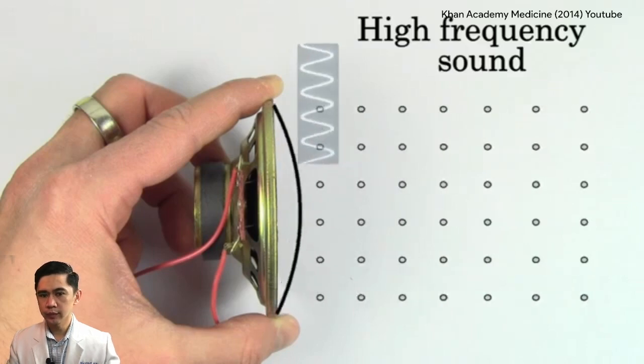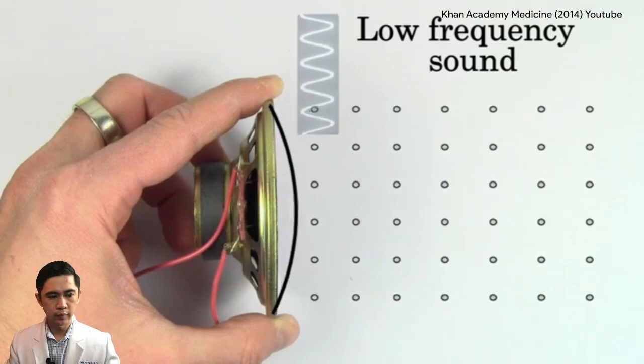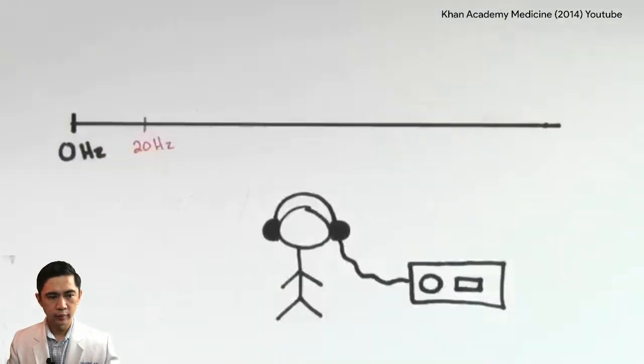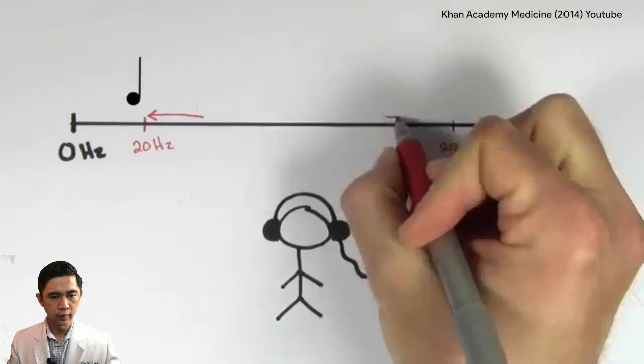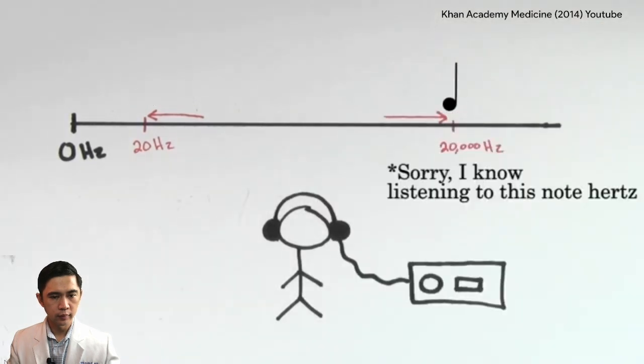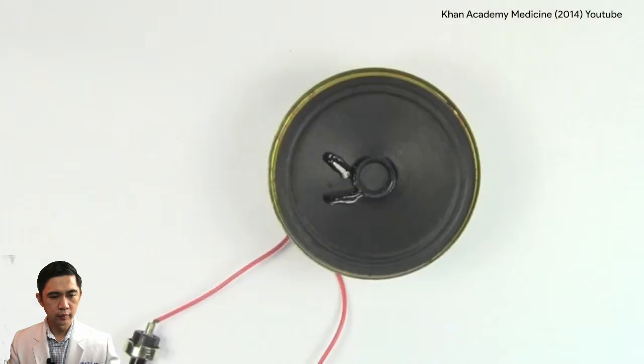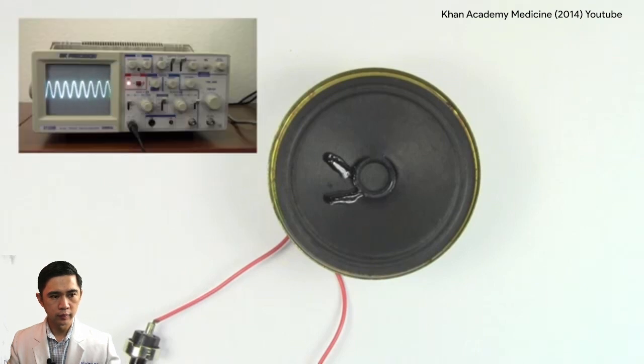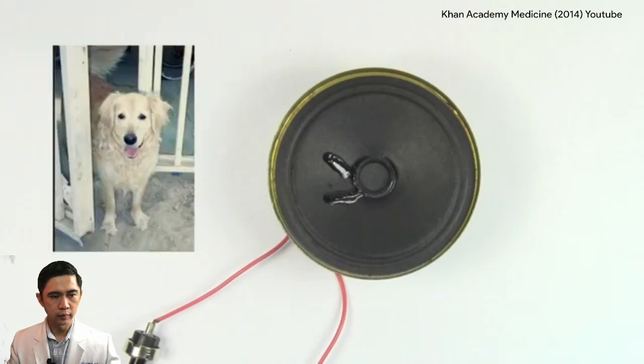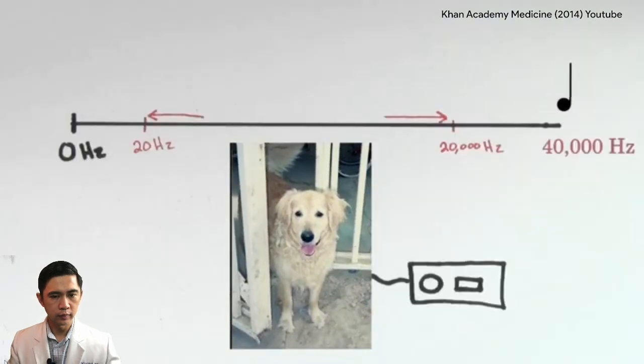Higher notes have higher frequencies and lower notes have lower frequencies. Humans can hear frequencies as low as about 20 hertz and as high as about 20,000 hertz. But if a speaker were to oscillate air back and forth more than about 20,000 times per second, it would create sound waves, but we wouldn't be able to hear them. For instance, this speaker is still playing a note, but we can't hear it right now. Dogs could hear this note though. Dogs can hear frequencies up to at least 40,000 hertz.